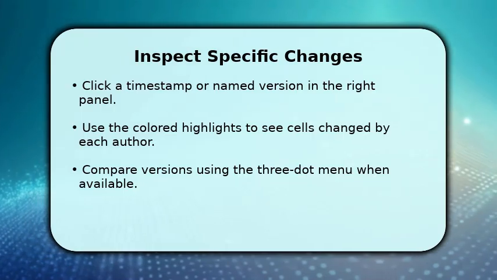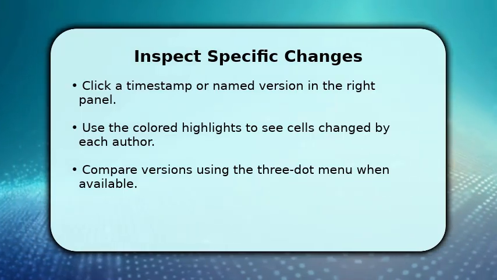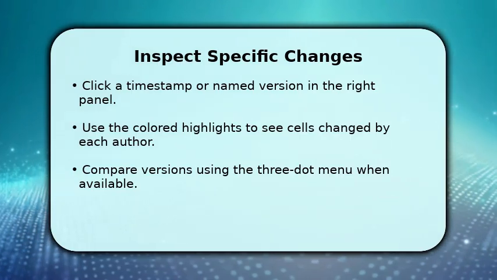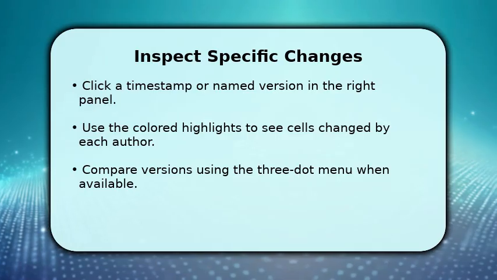If you want a precise comparison, use the three-dot menu to compare with the current version or another snapshot. This helps you isolate differences without altering the live sheet.